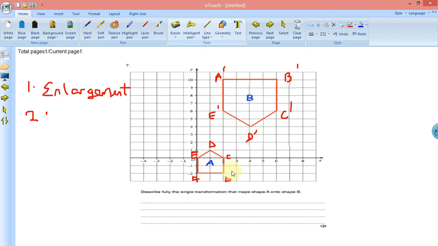Now just join the respective coordinates. D to D prime, C to C prime. Okay, so I'm correct. E to E prime, B to B prime, A to A prime. So something is wrong there. I know I made a mistake.